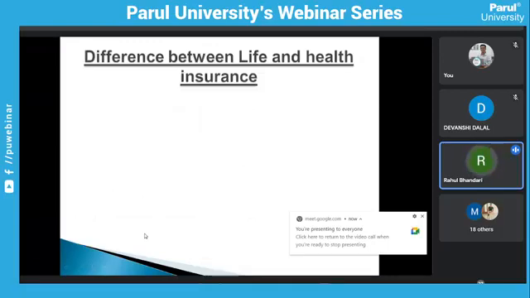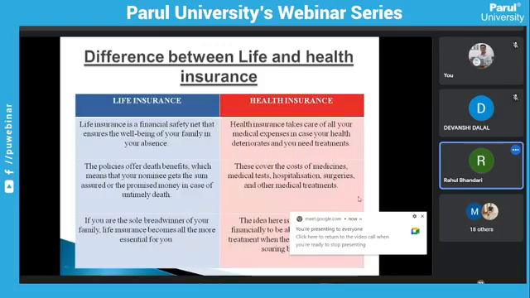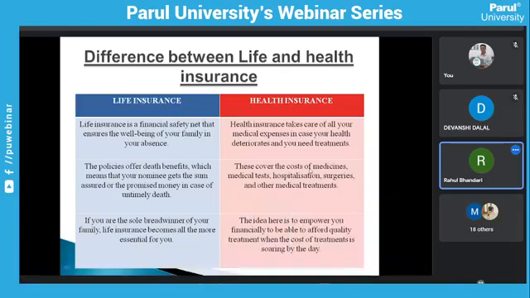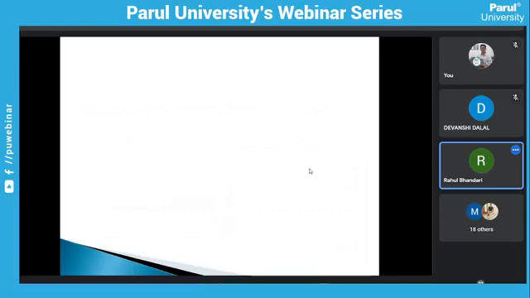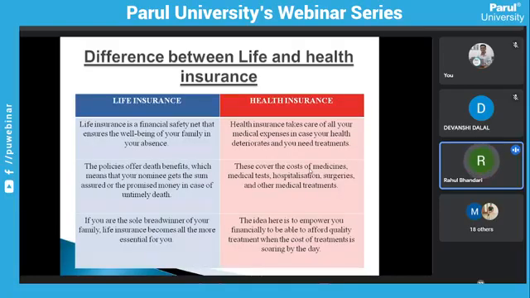The last topic: the difference between life and health insurance. Life insurance is a financial safety that ensures the well-being of your family in your absence. Health insurance takes care of all your medical expenses in case your health deteriorates or you need treatments. In life insurance, the policy offers only the death benefit to your nominee in case of your untimely death. Health insurance covers the cost of medicines, medical tests, hospitalization, surgeries, and other medical treatments.